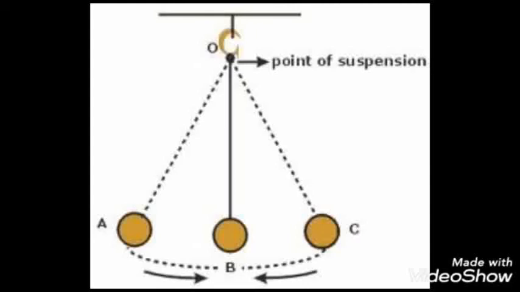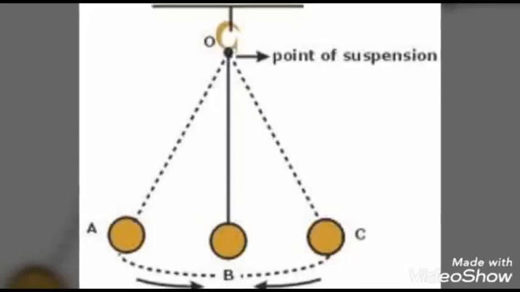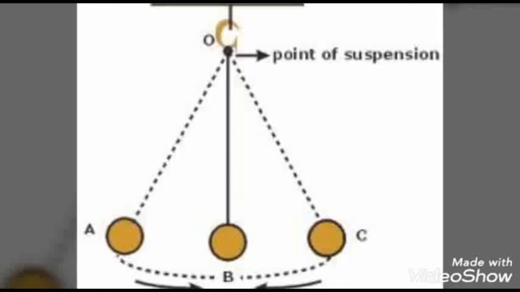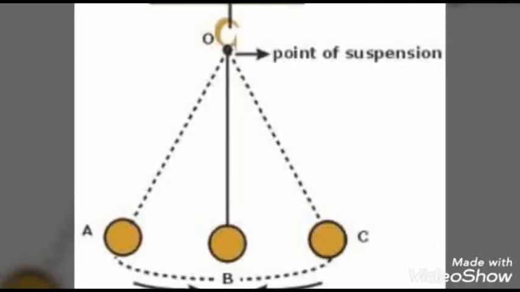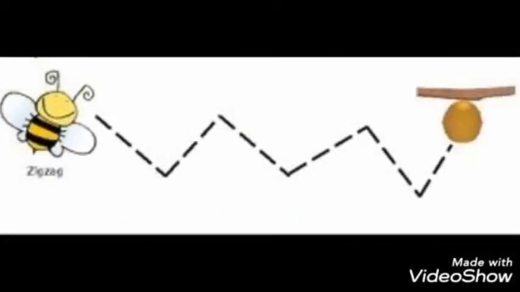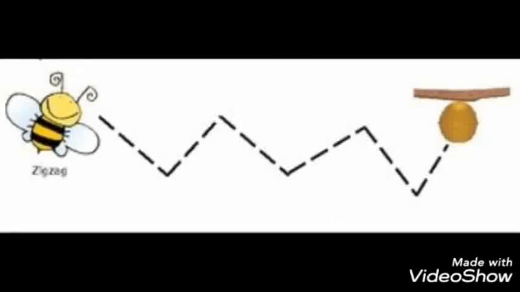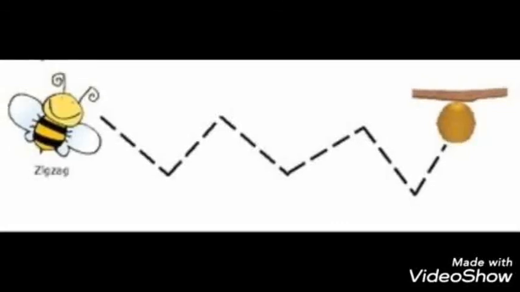Next, oscillatory, that is moving back and forth. The last one is zigzag motion, that is irregular motion, like the motion of a bee or people walking in a crowded street.